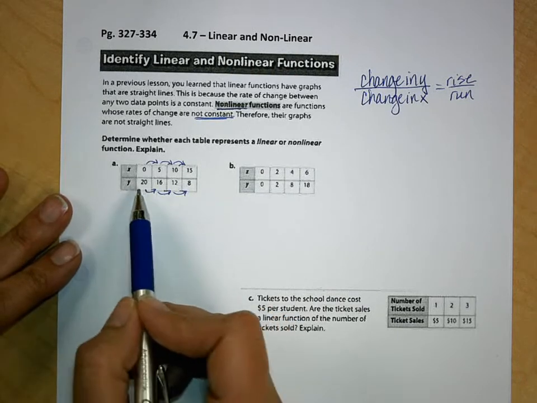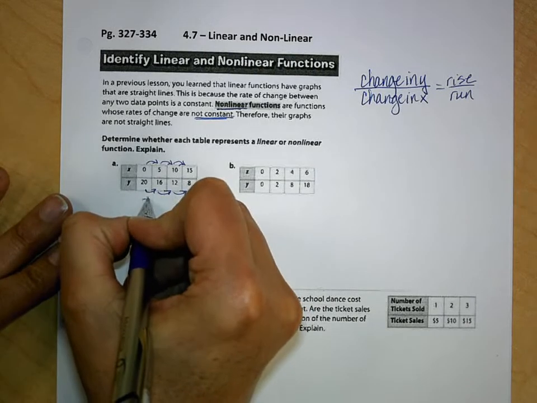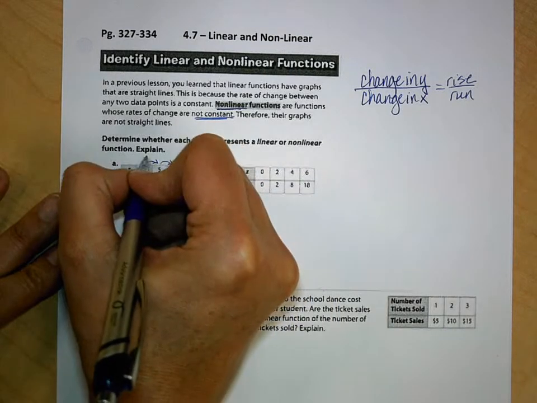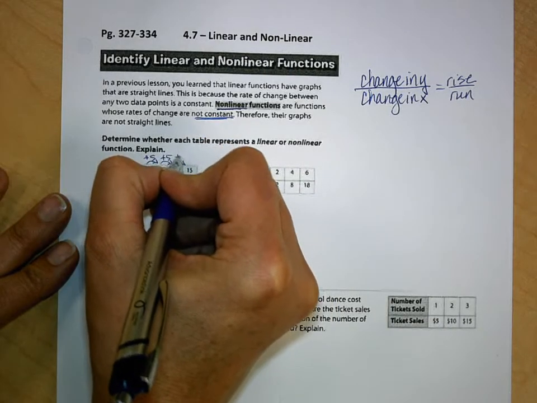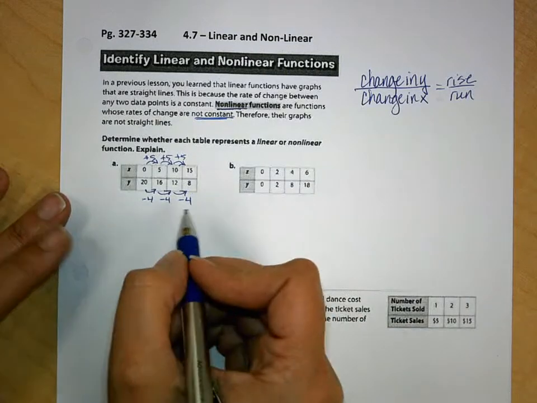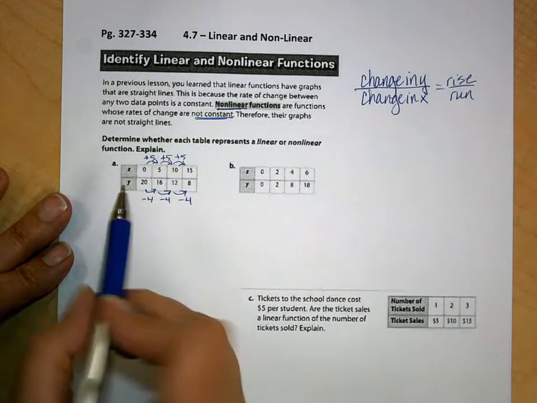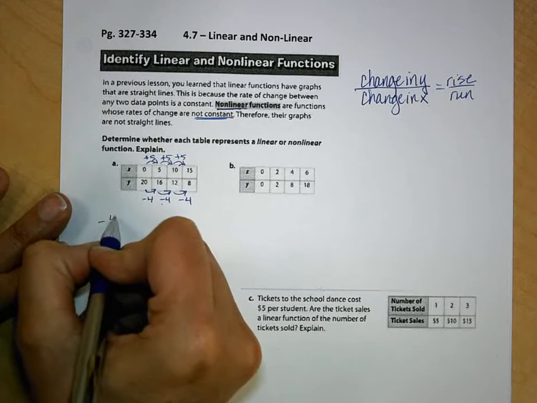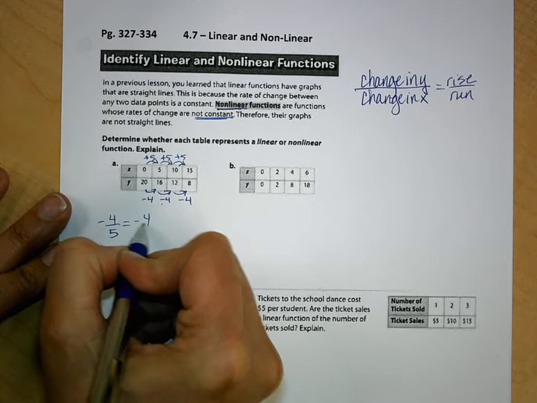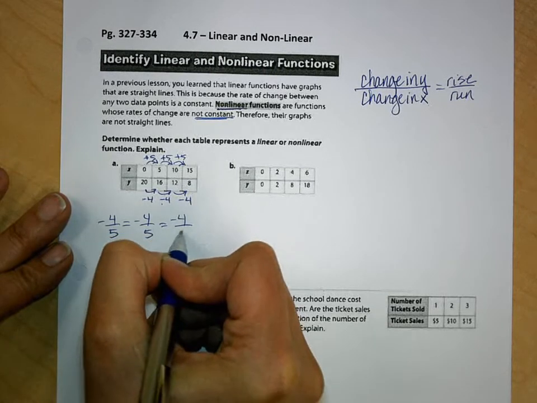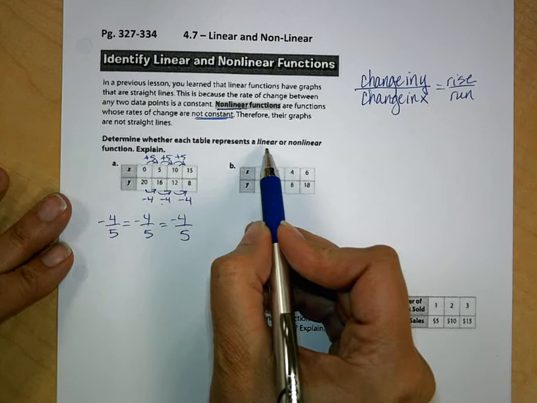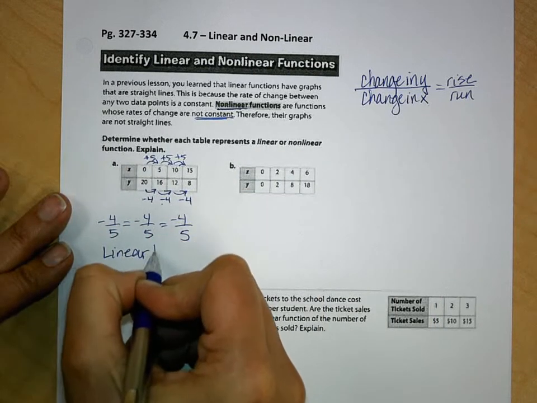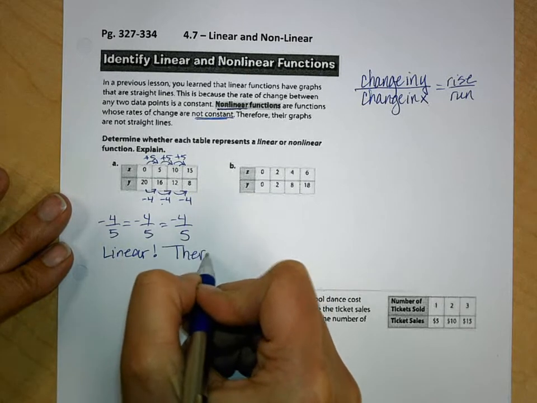So we'll look closely here and see how is y changing. It's going down by 4 every time. And how is x changing? It's going up by 5 every time. And so that means when we stack that change in y over change in x, we've got -4 over 5, -4 over 5, -4 over 5. They are all equal. And so the answer to this, it says determine whether it's linear or nonlinear and explain. So this is linear. There is a constant rate of change.